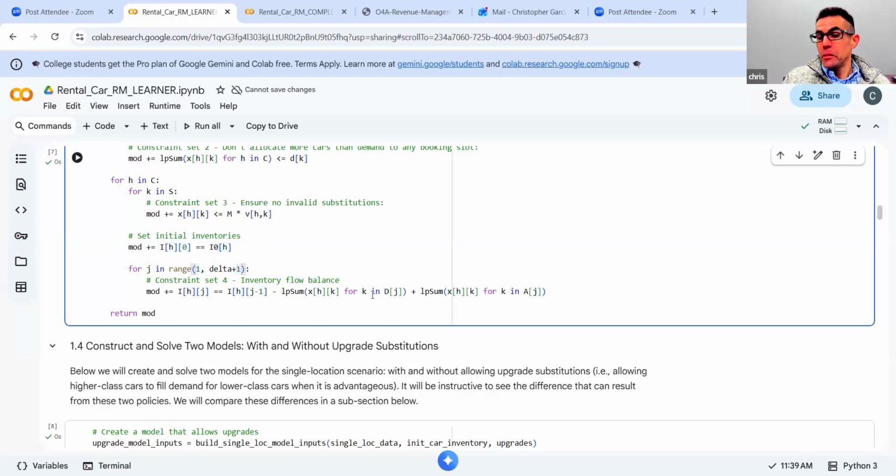And last, we're going to implement our inventory flow balance. So for each day J in range 1 up to delta plus 1, again, this is the way Python does it. When it does a range, it starts on this value and goes up to basically whatever ends the range minus 1. So this is just covering the entire range of days in the planning horizon. Inventory of car class H on day J is going to be equal to inventory of car class H on day J minus 1, minus the sum of all allocated slots departing on day J, plus the sum of all cars in class H that are in slots that arrive on day J. So we just have our inventory flow balance here.